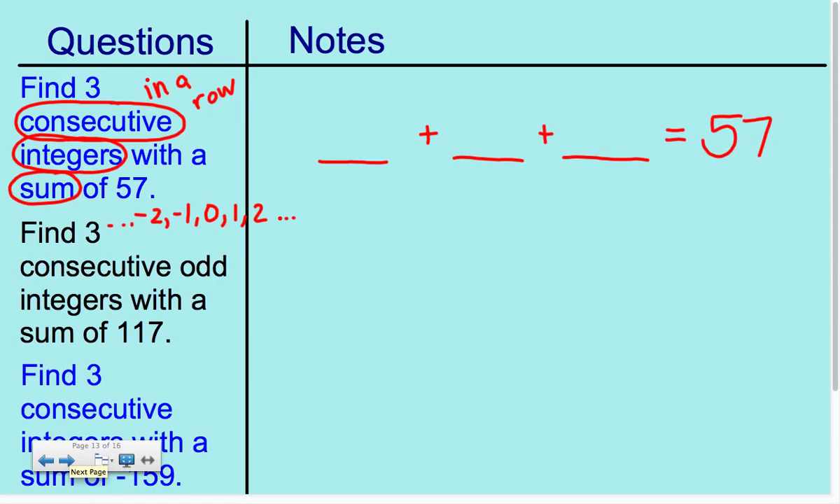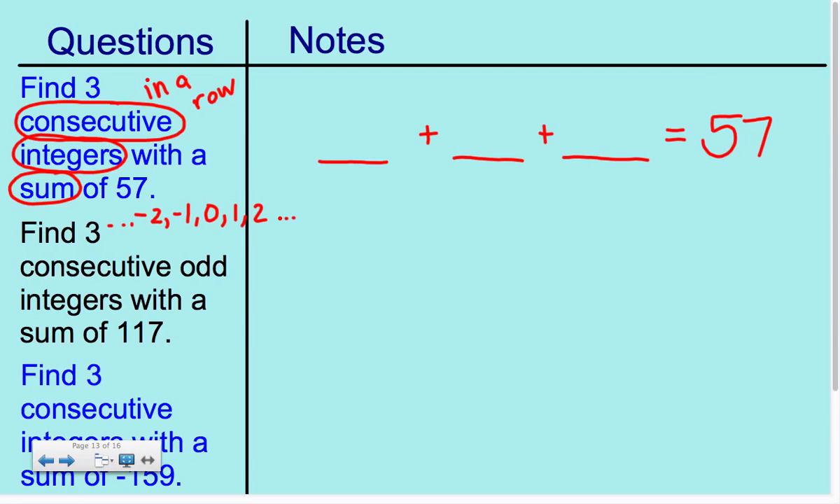2, 3, and 4 are in a row. 5, 6, and 7 are in a row. 20, 21, and 22 are in a row. 50, 51, and 52 are in a row. So now I'm going to guess and check using a calculator to figure out 3 in a row that give me 57. So in my calculator I'm just going to pick 3 numbers.